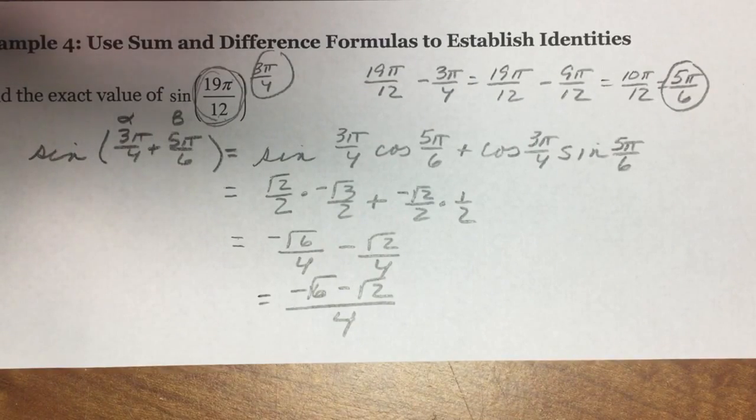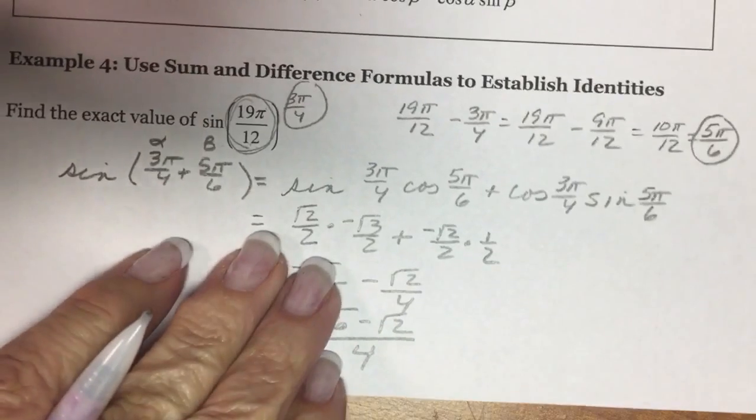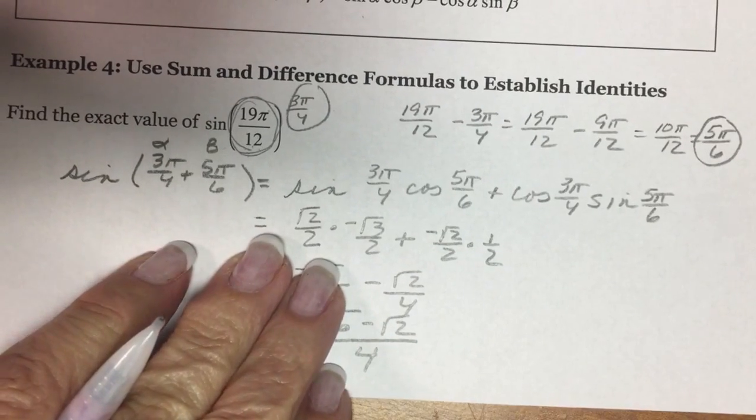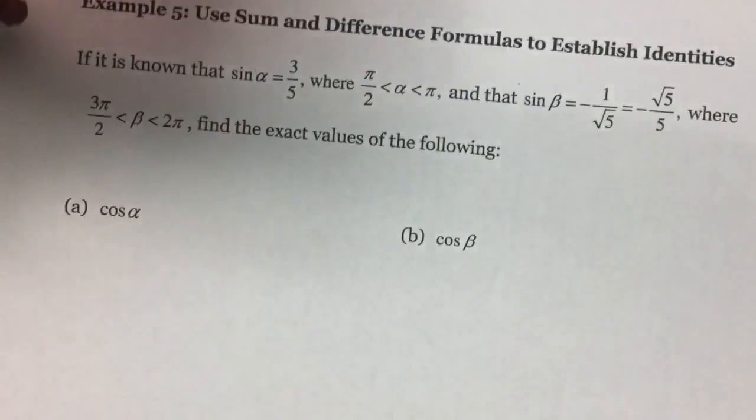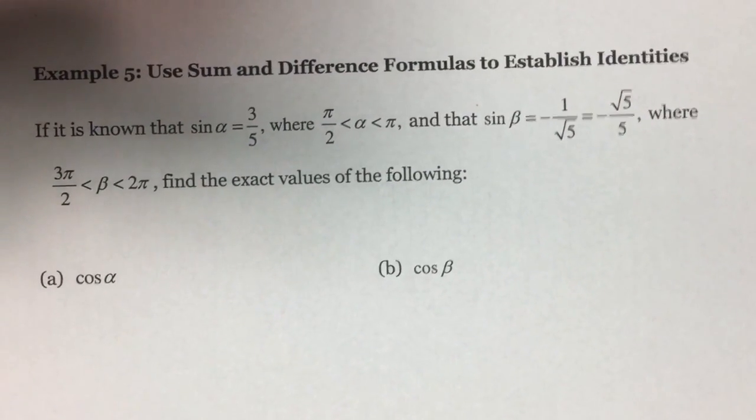So that again is the exact value of the sine of 19 pi 12ths. And again, you may have chosen or figured out two other angles that add up to be 19 pi over 12. That's fine.